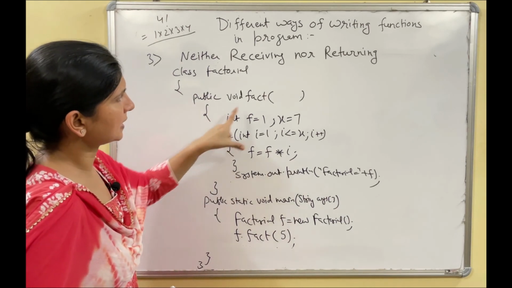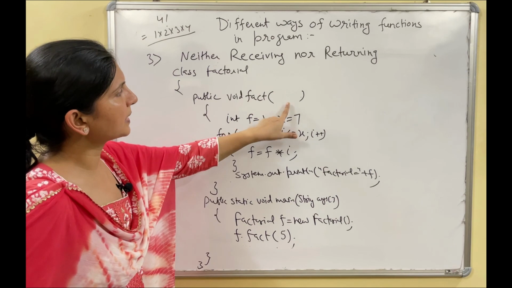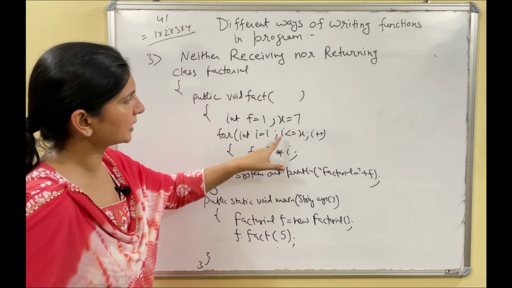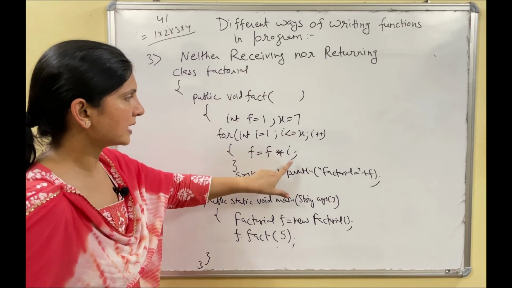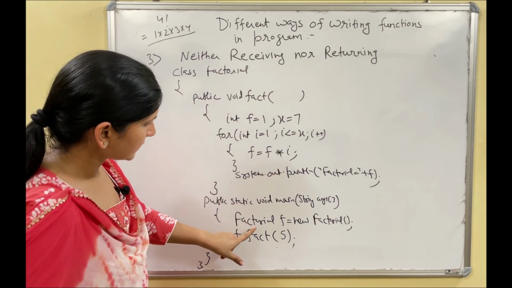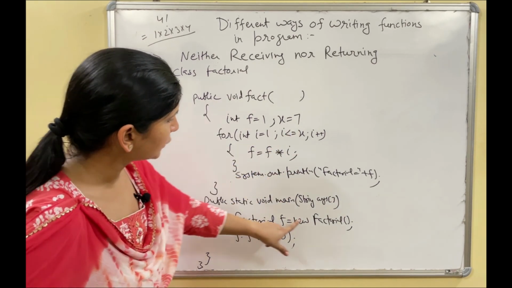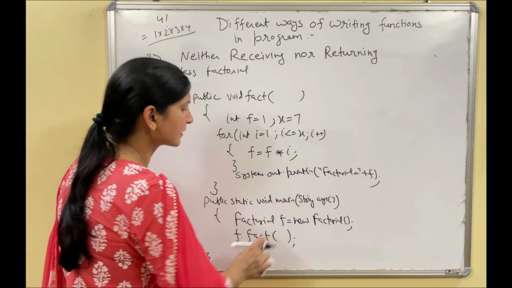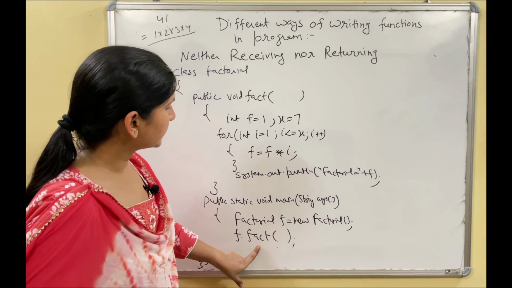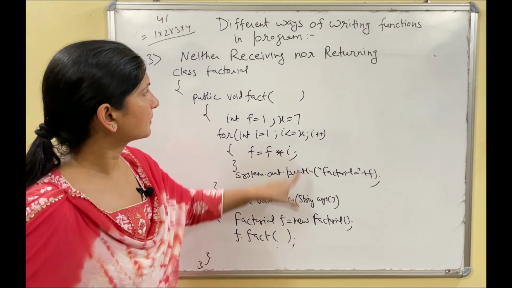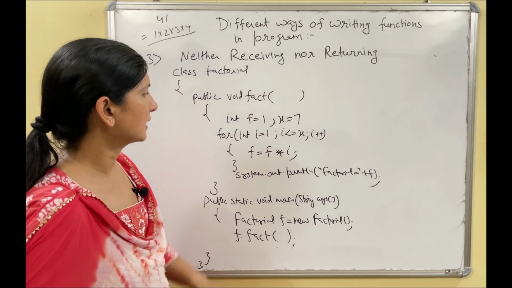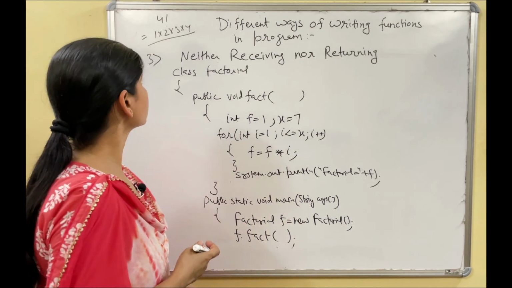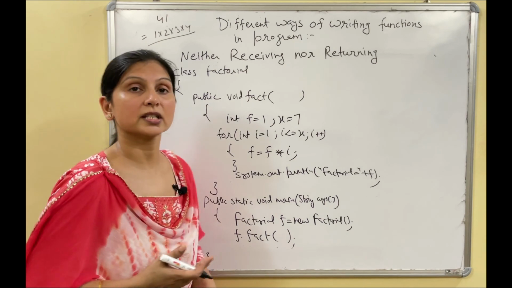So this was the thing. Instead of the parameter, I have given x equals to 7 inside the method. So it will calculate the factorial of 7 and will display it. And this will be factorial f new factorial, f dot fact. Now we will not pass any parameter. So simply, we will write f dot fact. It will invoke this method and the factorial will be displayed. So these were the three ways to write the functions in a program.